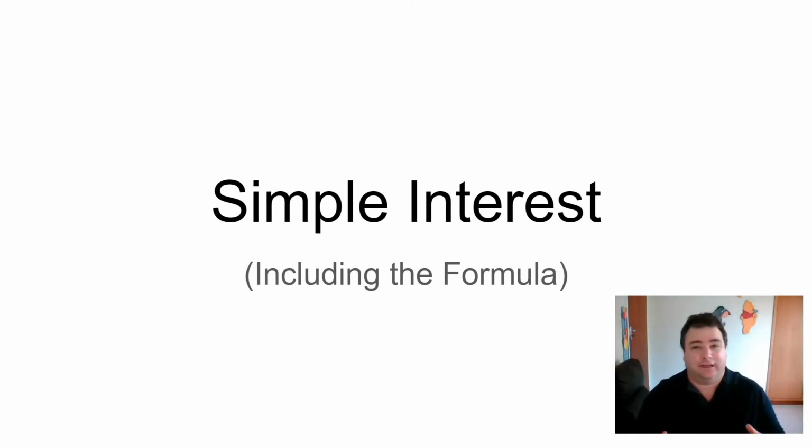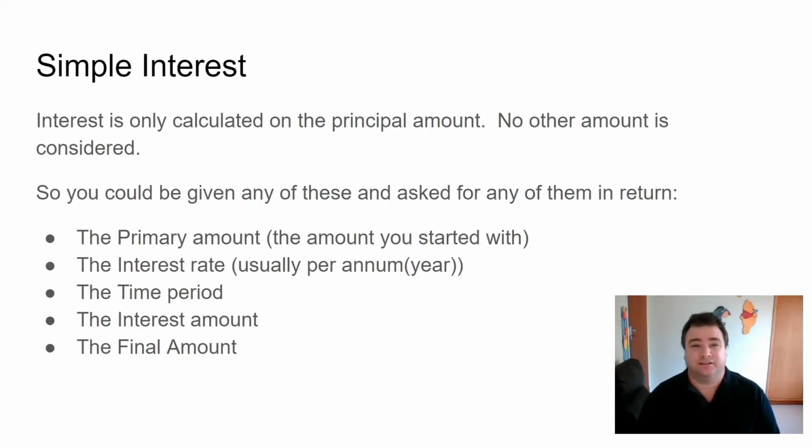Good to see you. We are going to do some simple interest. So here we go. Simple interest is simple. It is interest only calculated on the principal amount. That's the amount that you put into the bank account or the amount that you take out of the bank account. There's no other amount considered. So we're not stacking interest on interest. We're just getting interest on that principal amount, that first amount that we put in.